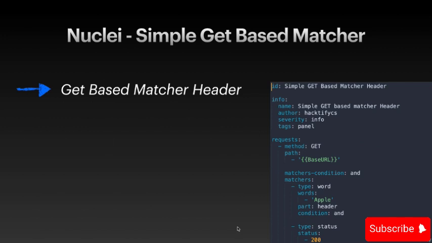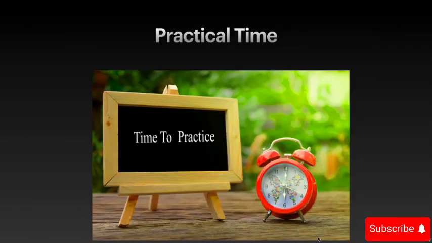As you can see on your screen, we have a sample template. This is a simple GET based matcher template which matches something in the header value. The matches condition specifies an AND. The matches type is a word, which is apple, in the header. And there's one more condition, which says to match a status code, which is 200 OK. So it is the practical time, and let's quickly see this.